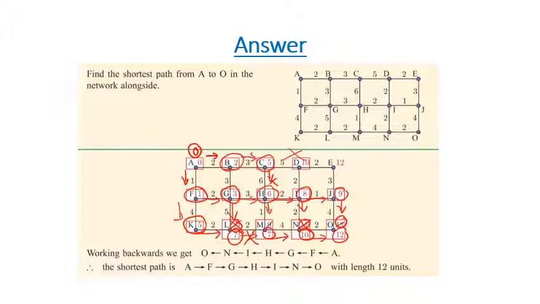So basically, we're going to go from O back to N, back to I, back to H, back to G, back to F, and back to A. And so our shortest possible path is going to be this here with our 12 units. So remember, as a recap, we're just trying to find the shortest path possible by looking at the shortest amount of length to get to the different nodes until we finally reach our destination.